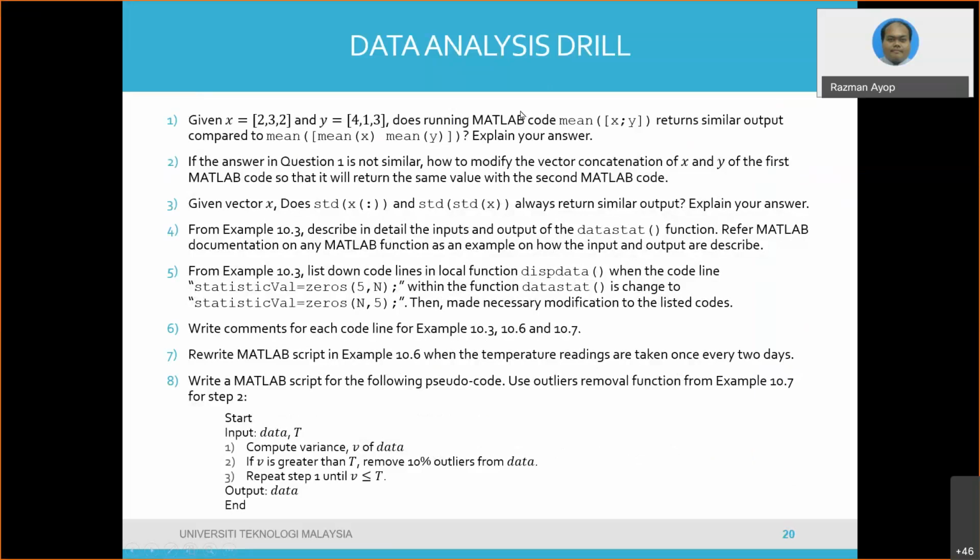Okay, so we do the data analysis drill. Most of the data, the question cannot be answered because we don't have the data. But number one, we look at number one first. If you look at number one, you have x equals 232, y is 413. If you run this one and compare it with this one, the answer will not be the same. So why?